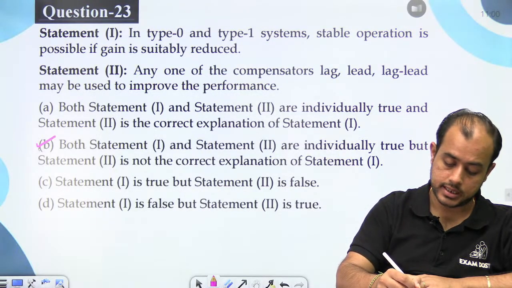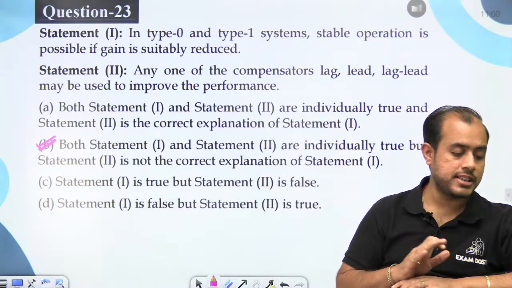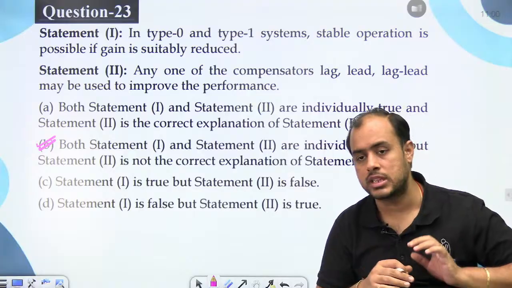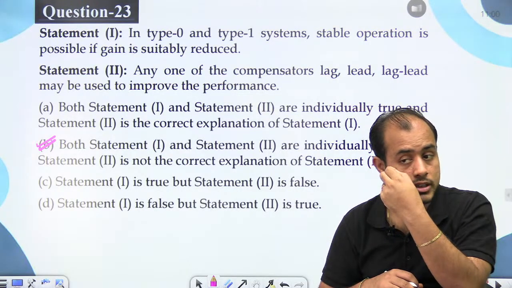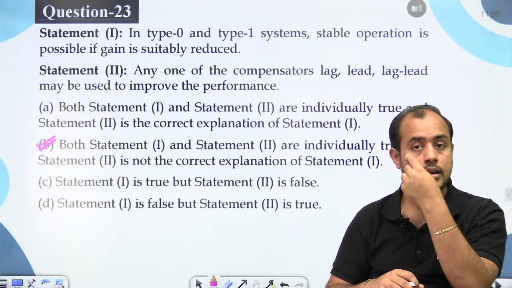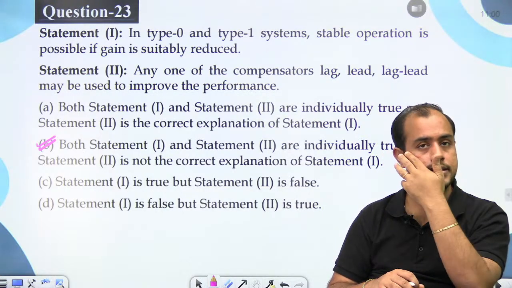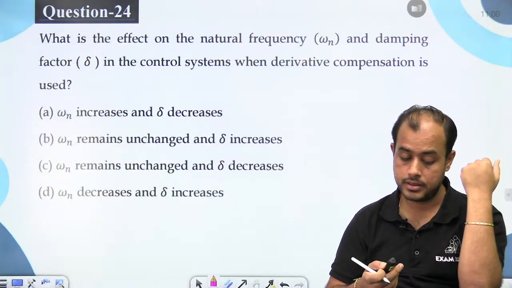So both are correct. Okay, but it is not the correct reason. देखो टाइप 0 टाइप 1 में ज्यादा स्कोप नहीं होता बेटा स्टेबिलिटी सुधारने का, other than reducing the gain, because if gain is above the critical value it will be unstable, otherwise stable. But the thing is that in such systems you can use any type of controller that you want.